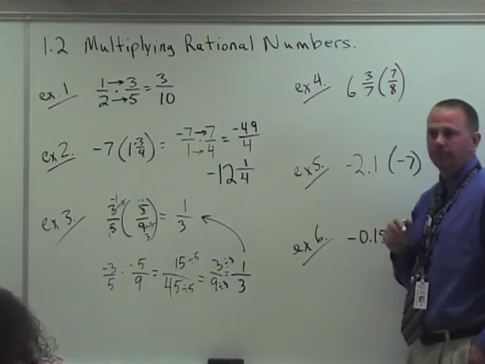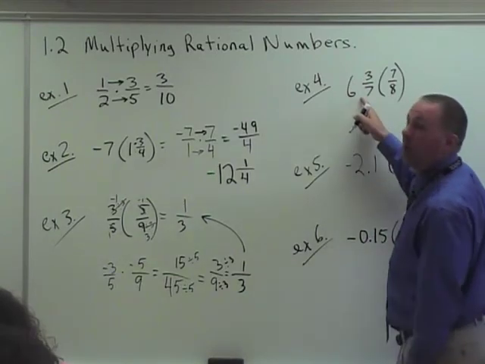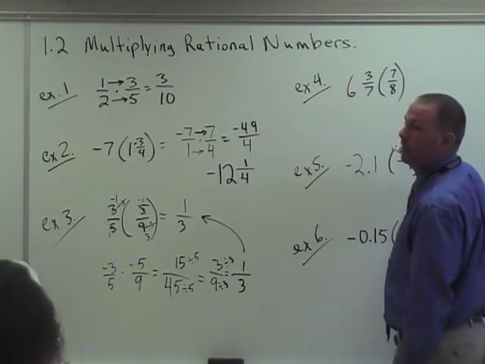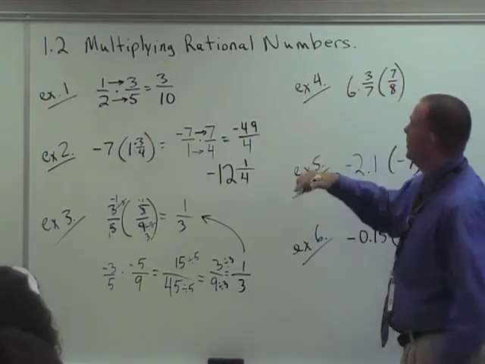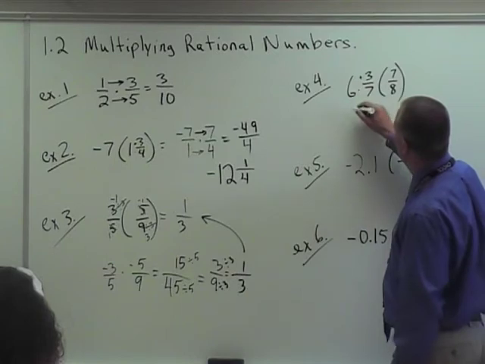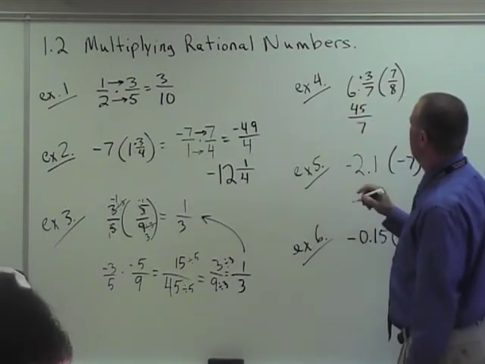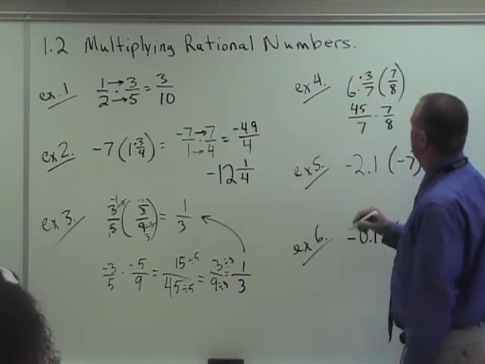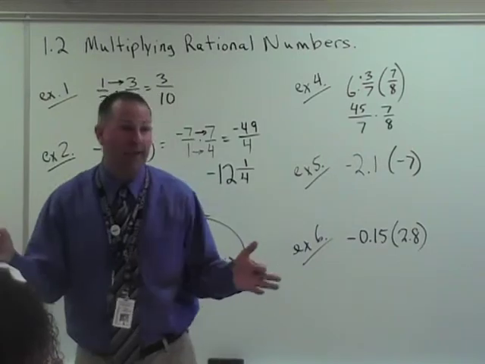What are we going to do here? Make it what? Improper fraction. Okay. 6 times 7? Plus 3? 45. So that's 45 sevenths times 7 eighths. Now, do I really want to take 45 times 7? No. Someday you're going to have to.